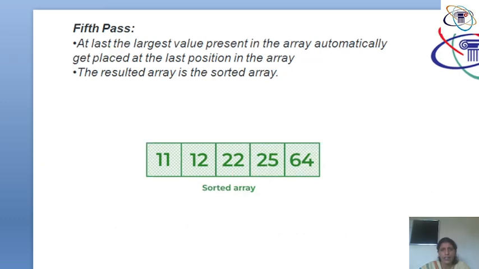And the last one is the fifth pass. The largest value present in the array automatically gets placed at the right position in the array. As I have already told you, if we have n elements in the array, then we will have n minus 1 passes, because the last element is already sorted, and the result of the sorted array will be 11, 12, 22, 25 and 64. This is the sorted array.